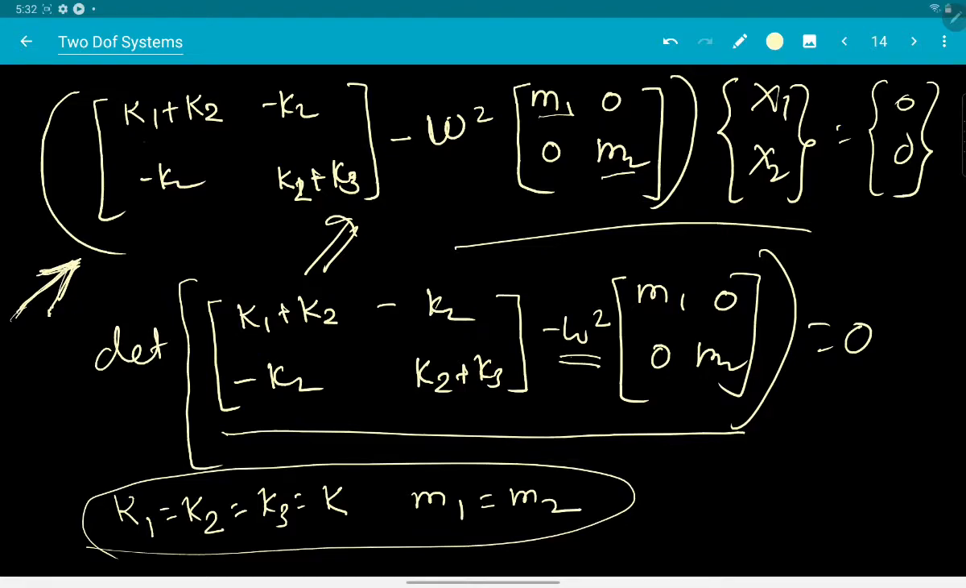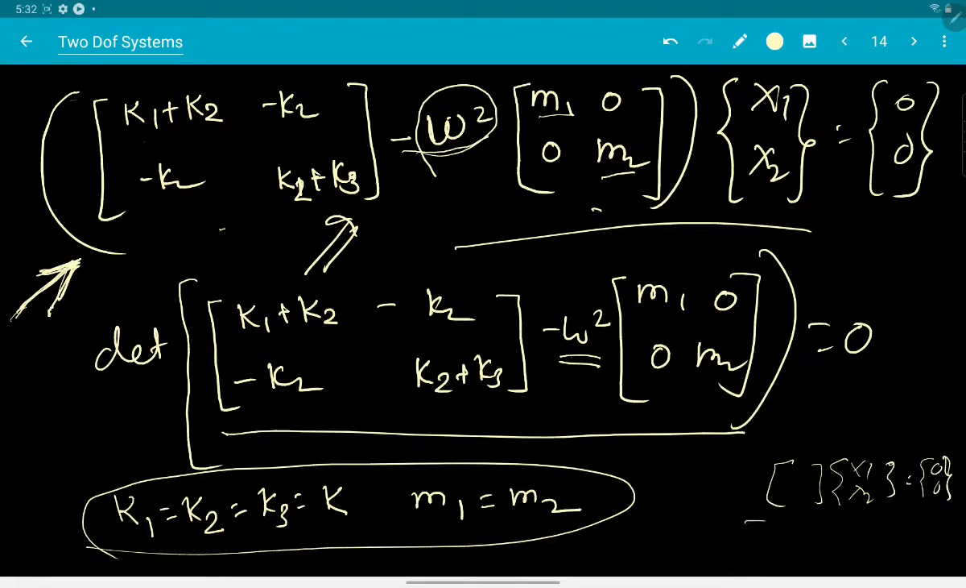This is called an eigenvalue problem. This omega square is unknown, which is the circular frequency. So you have one matrix, which is the K matrix minus omega square M matrix, multiplied by a vector x1 x2, and everything has to be equal to 0. So a matrix times x1 x2 is equal to a 0 vector.